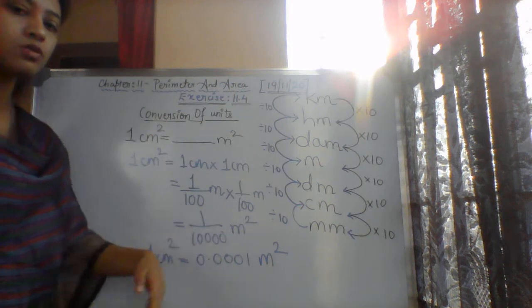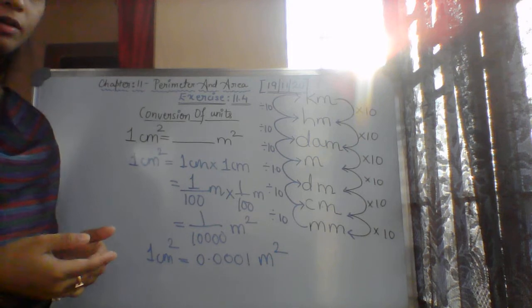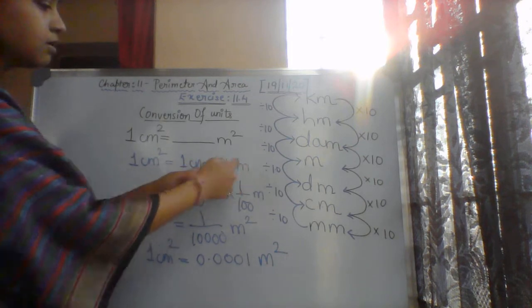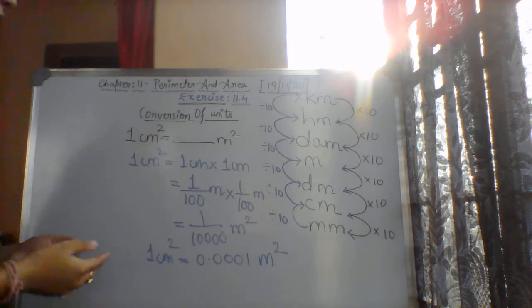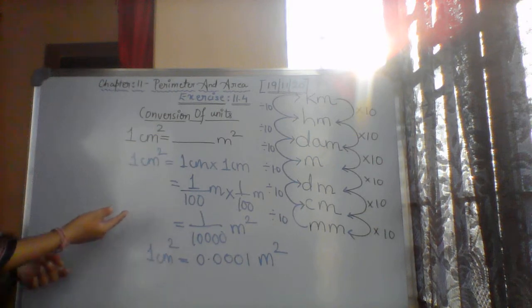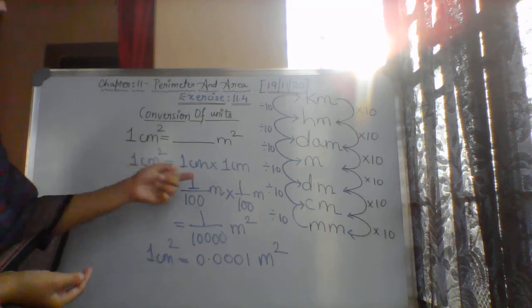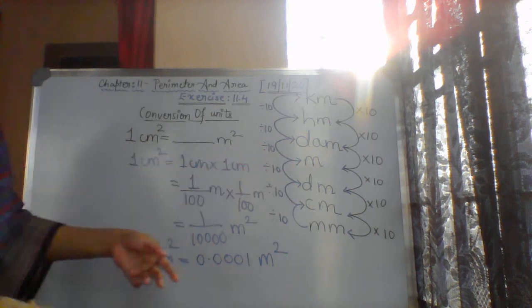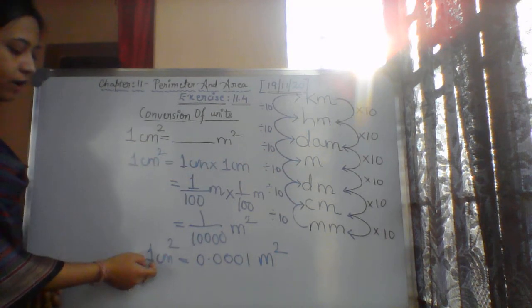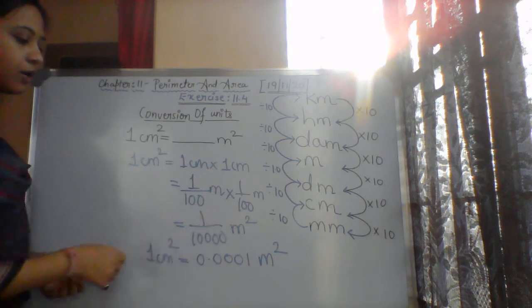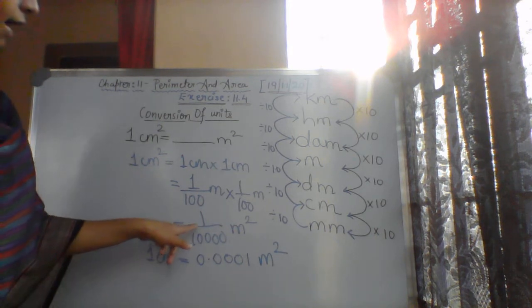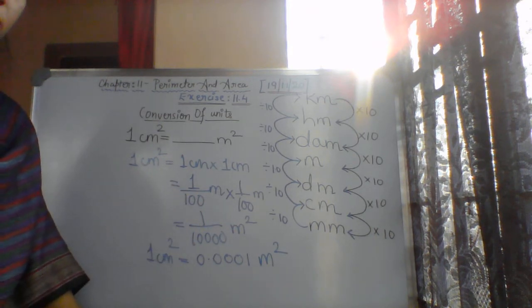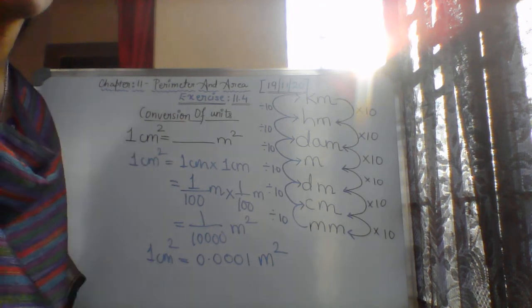So one type of conversion you have seen, when we convert from bigger unit to smaller unit, we multiply by 10 for each term. And just opposite here, 1 centimeter square to meter square: we are going from smaller unit to bigger unit, so we have to do it in this way. I hope you have understood. Let us solve 2-3 more examples.